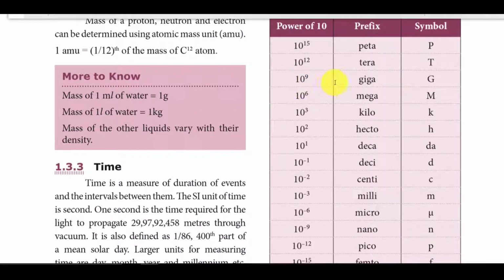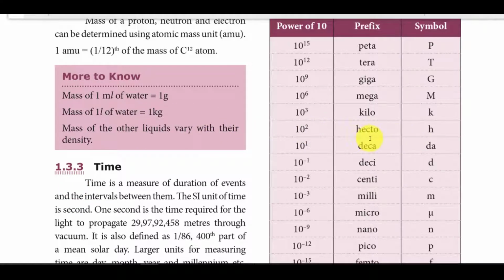10 to the power of 9 is giga, 10 to the power of minus 9 is nano. You might have heard about this word nanotechnology. 10 to the power of 9 is giga, 10 to the power of minus 9 is nano, and 10 to the power of 6 is mega, and 10 to the power of minus 6 is micro. If you know the differences, then only you will not make any mistakes while writing these notations.